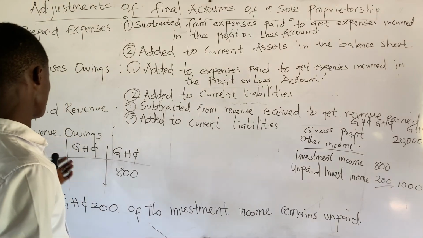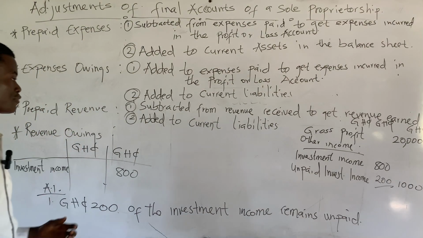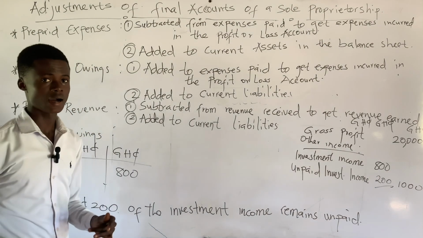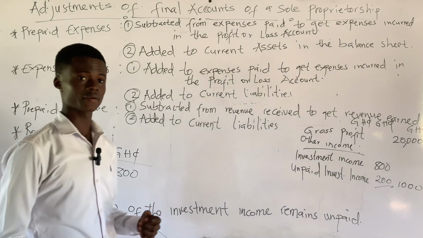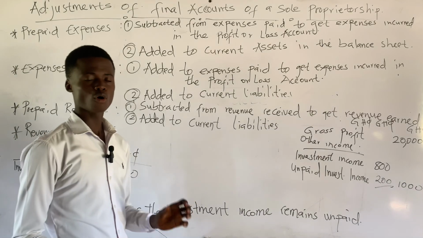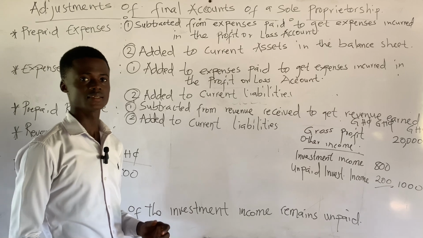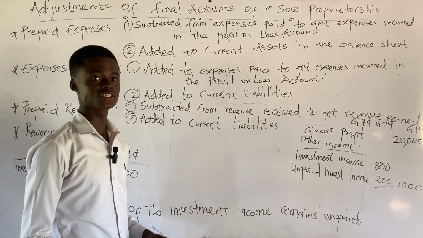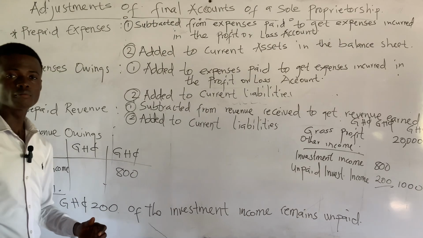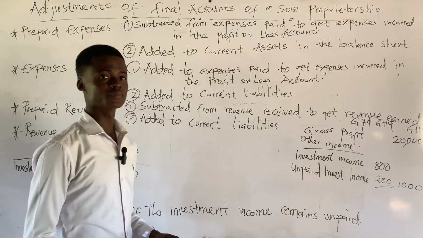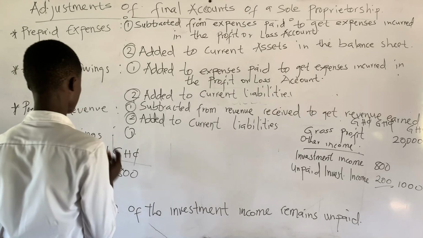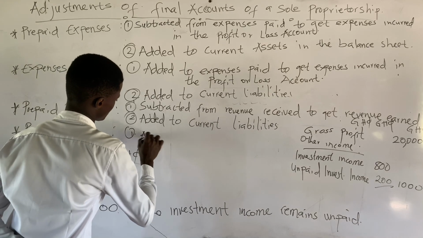And the second treatment of revenue owings is that because we've earned that revenue but we are yet to receive it, then that revenue is our asset. And this asset is our current asset. So the value of revenue owings will be added to current assets in the statement of financial position or balance sheet. So the second treatment of revenue owings is that the revenue owings will be added to current assets in the statement of financial position.